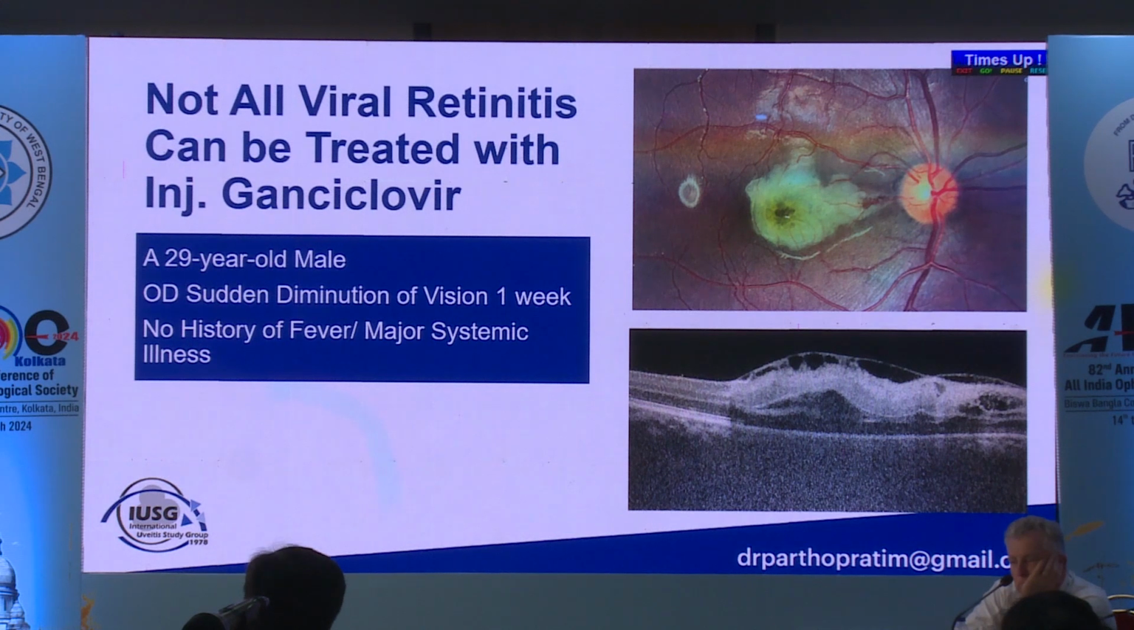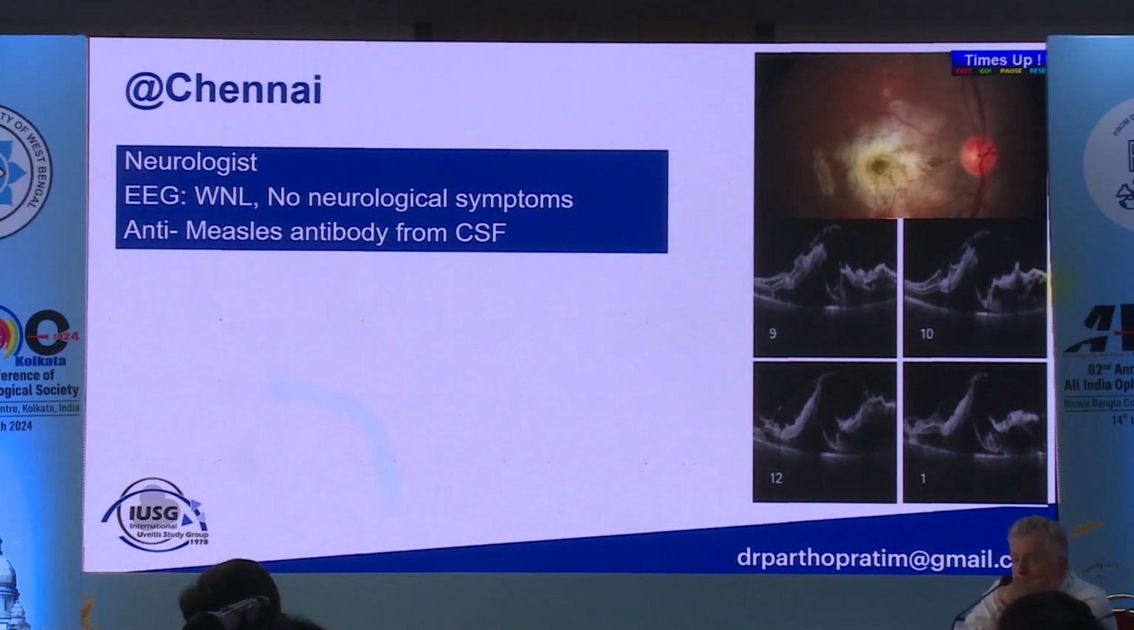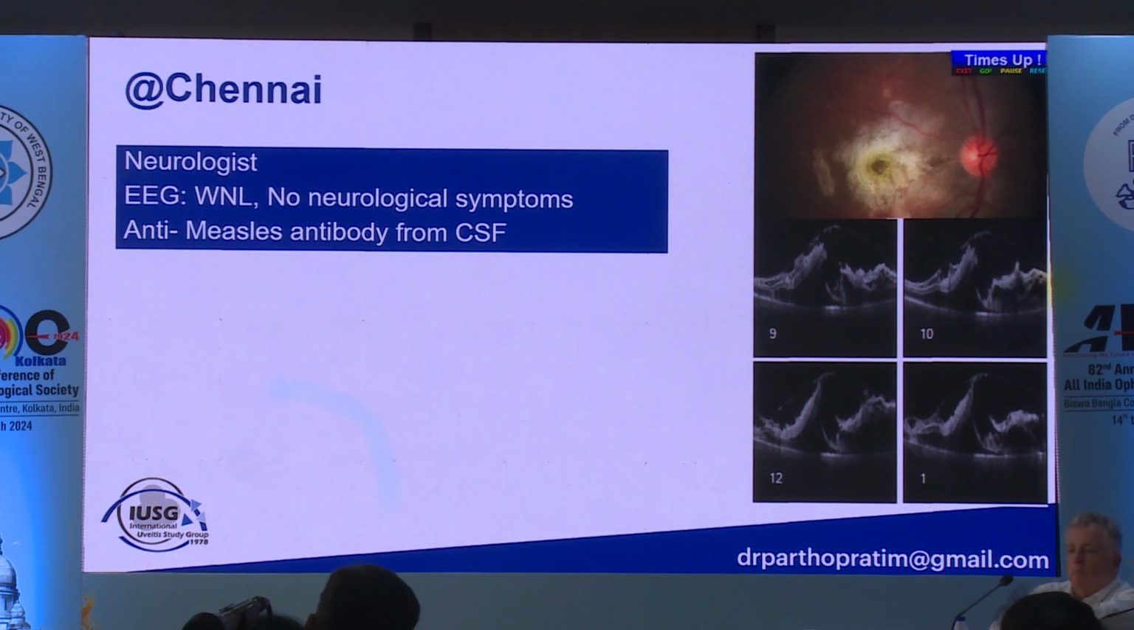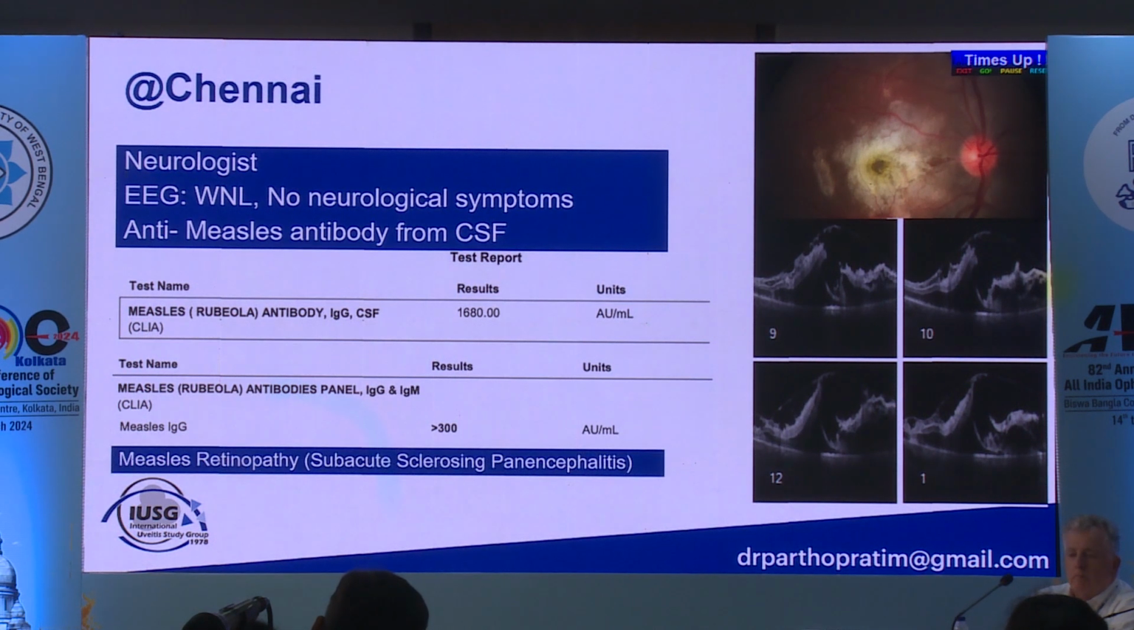Like this 29-year-old male who presented with sudden diminution of vision and a history of fever. Over a WhatsApp chat, I just saw the photo and asked the ophthalmologist to send the patient here. When the patient came, a young male, I sent him to the neurologist and asked, can you do a CSF tap? The neurologist was telling me EEG is normal, there is no CNS finding, why do you want me to do that? Finally, the anti-measles antibody was high in both serum and CSF. So this was basically a case of measles retinopathy.